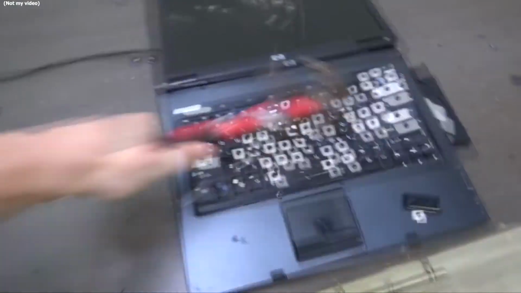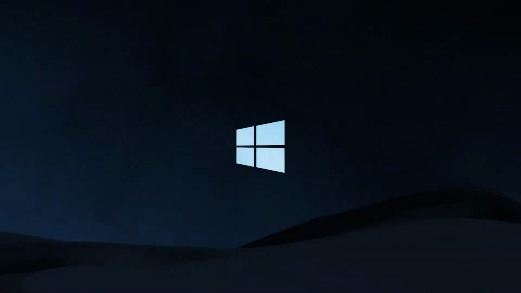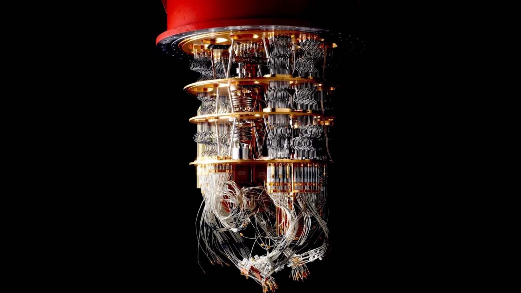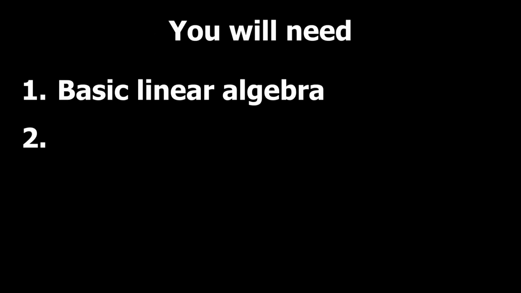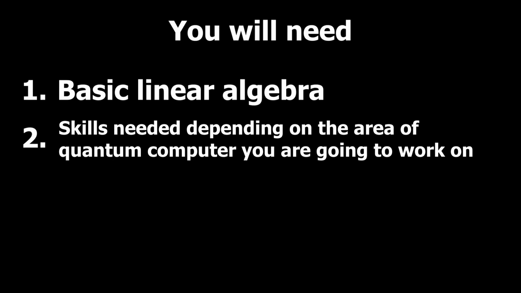To operate a standard computer, you need a basic understanding of how to use a mouse and keyboard, and also how to navigate operating systems such as Windows, Mac OS, and Ubuntu. The quantum computer is slightly more difficult. You will need 1. Basic linear algebra. 2. Other skills needed depending on the area of quantum computer you are going to operate on.